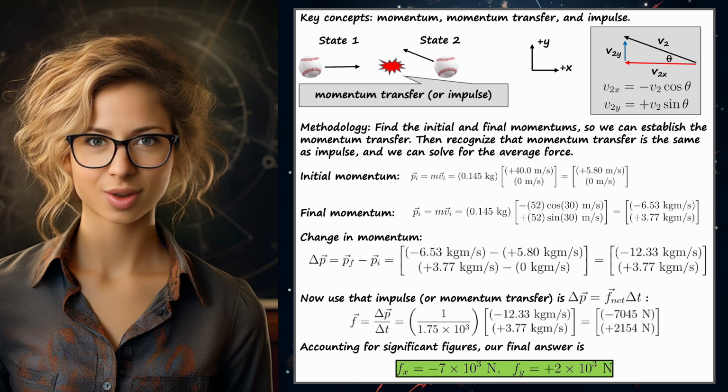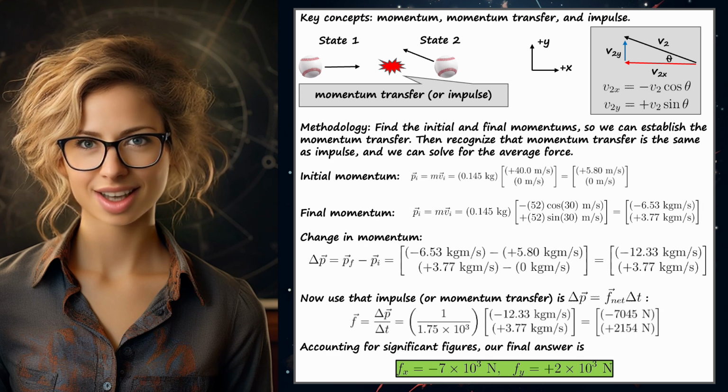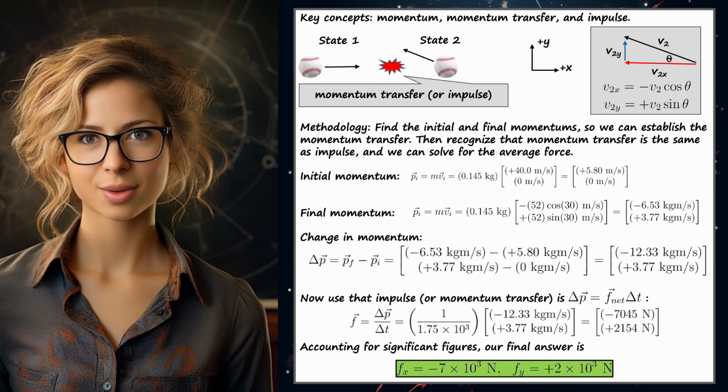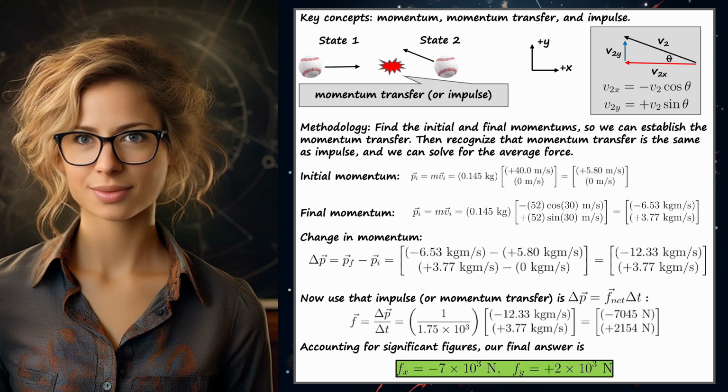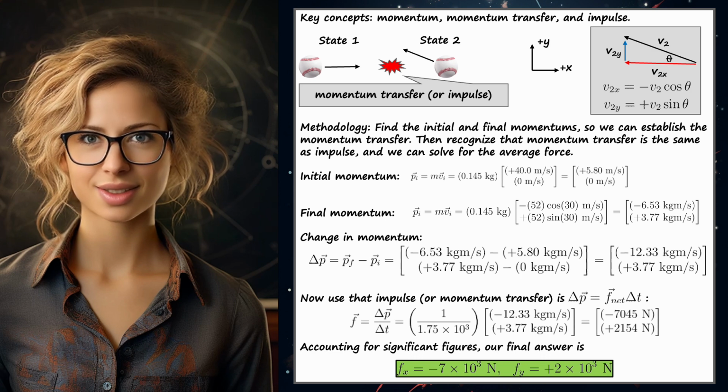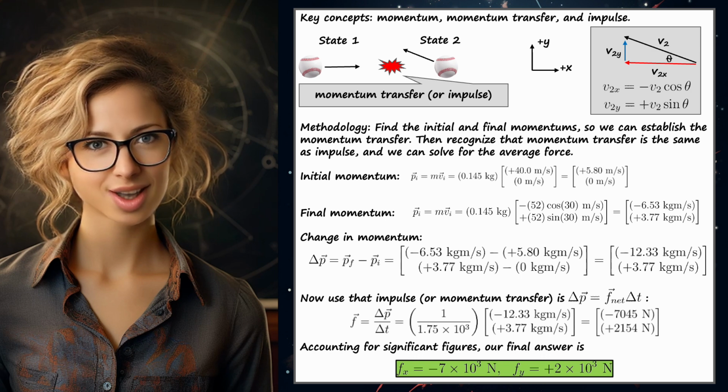The initial momentum only has a positive x component, as the baseball is traveling along the positive x direction. Inserting our numbers into the equation for momentum, we can write the initial momentum as a column vector. Feel free to pause the video or scroll back if you need. The final momentum requires a little more work.